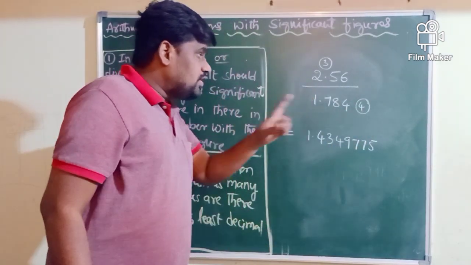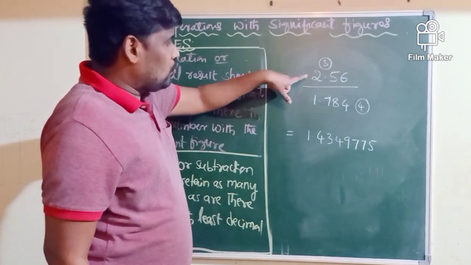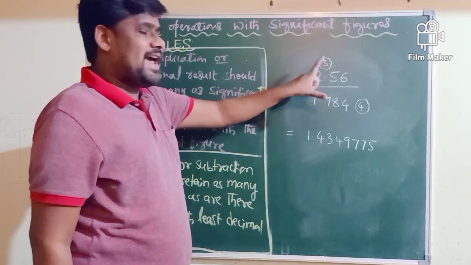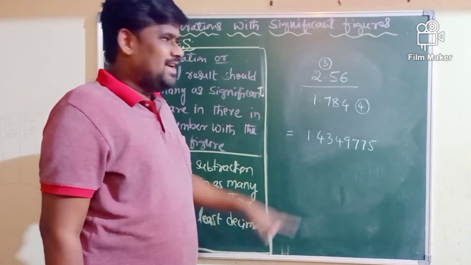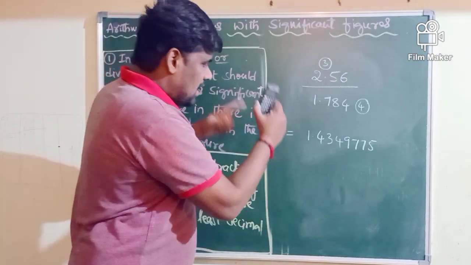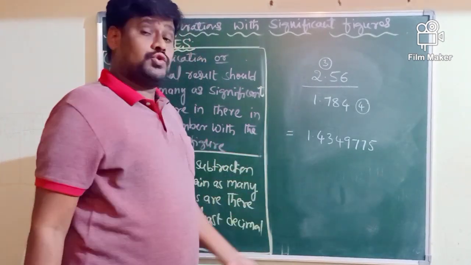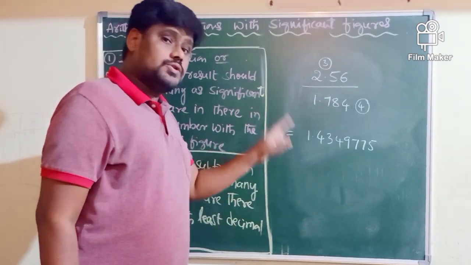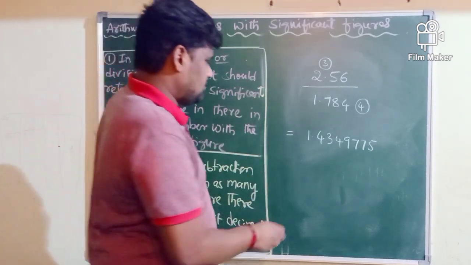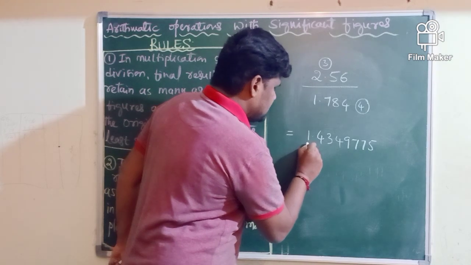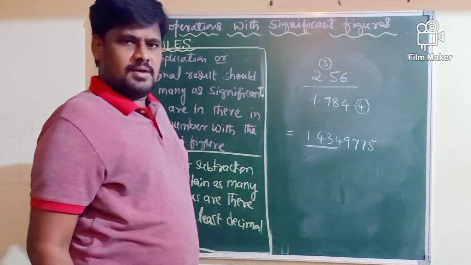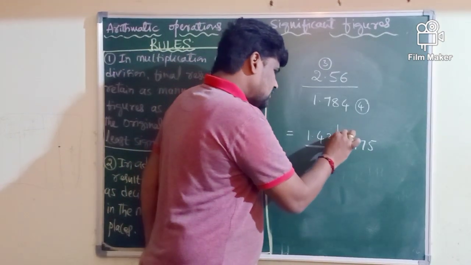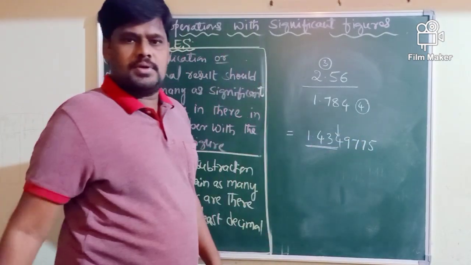And out of these two numbers, 2.56 has the least number of significant figures, just 3. Therefore, the final result should also have 3 significant figures. Means you have to consider only 3 significant figures here. That is 1.43. Here, the fourth digit should be dropped.